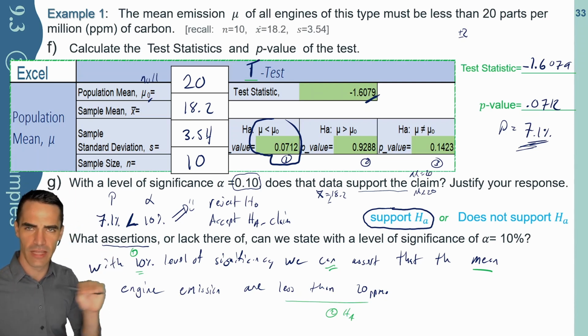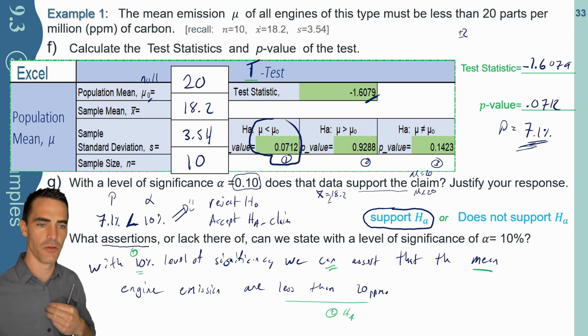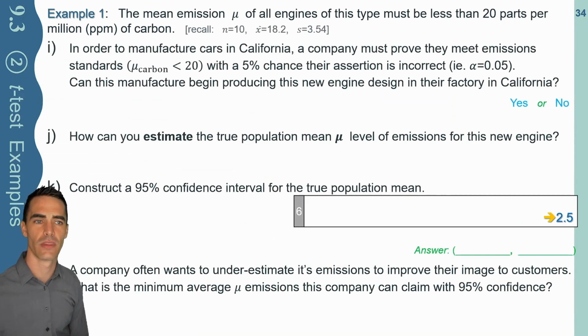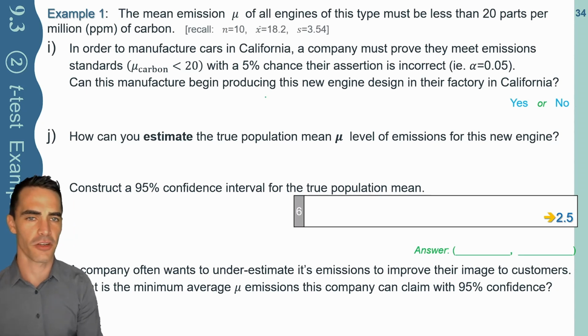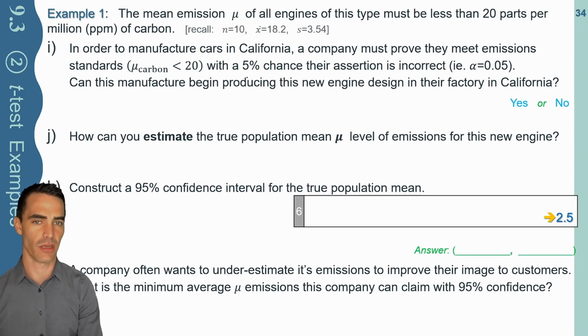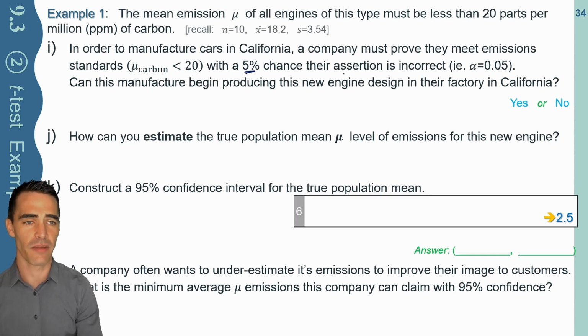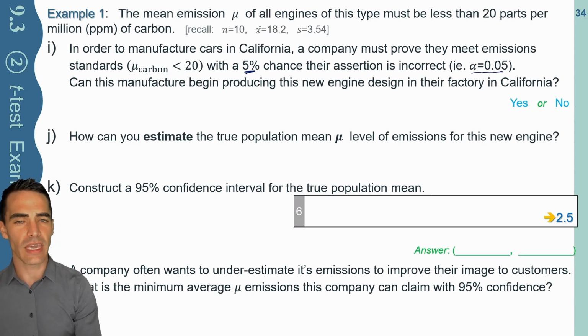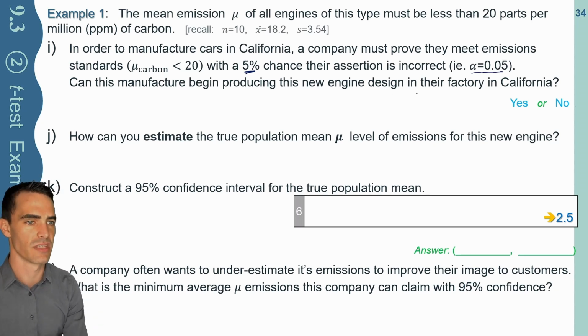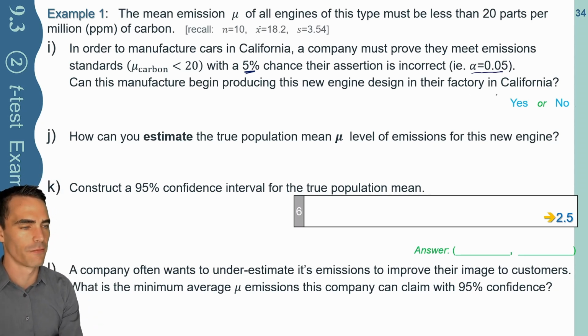However, notice that level of significance oftentimes isn't up to the manufacturer. It's up to the regulators. Here we go. In order to manufacture cars in California, a company must prove that they meet emission standards, that is, the mean carbon in parts per million must be less than 20, with a 5% chance their assertion is incorrect. Again, 5% chance that they're wrong. That's exactly what a level of significance is. Can this manufacturer begin producing this new engine design for their factory in California?